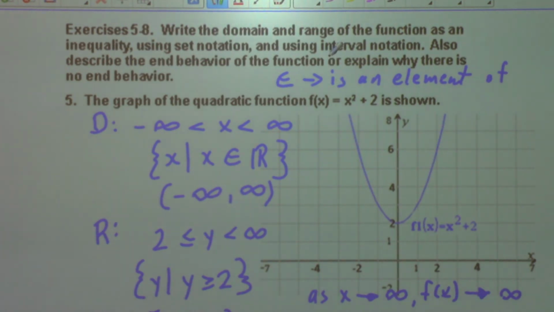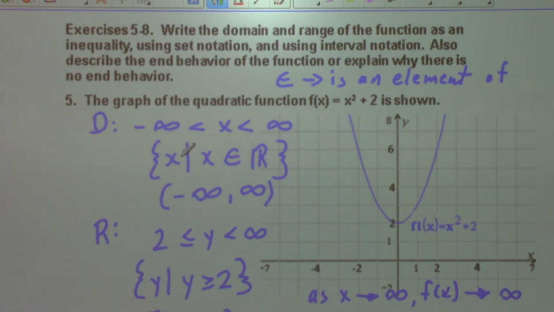Starts high and ends high. Your end behavior is going to be the same in either direction, okay? So there you have domain, range, and end behavior. And it says also describe the end behavior or explain why there is no end behavior. Well, actually, obviously there is end behavior in both instances, right?